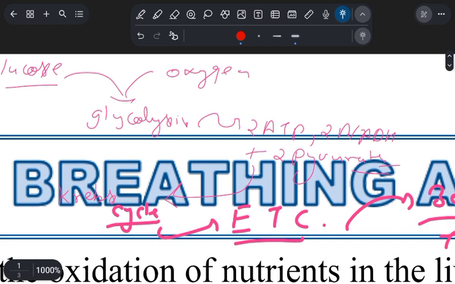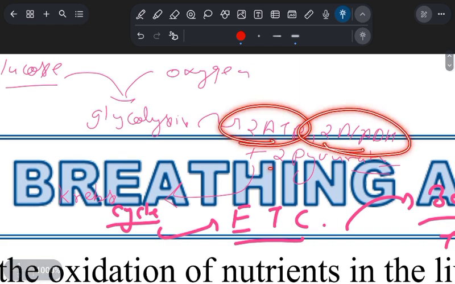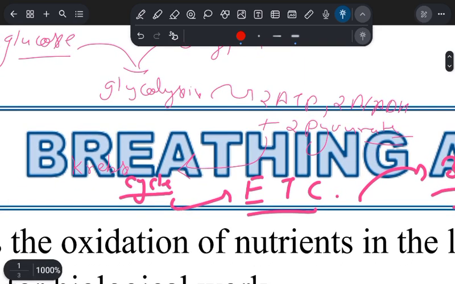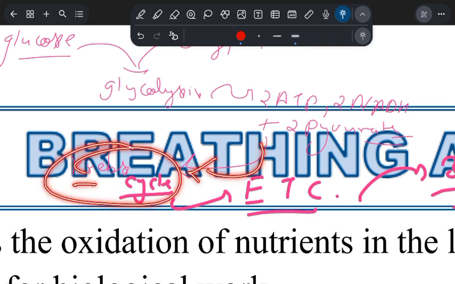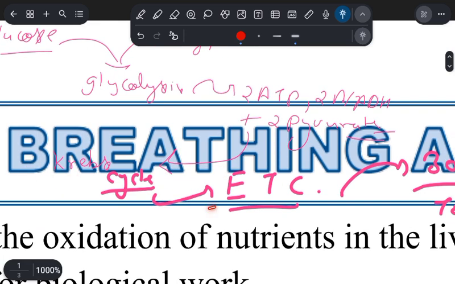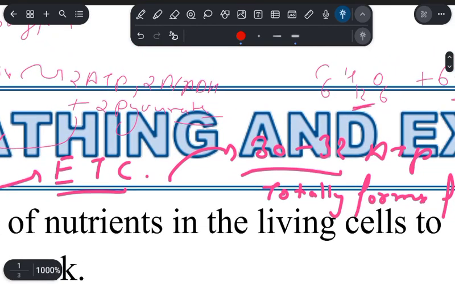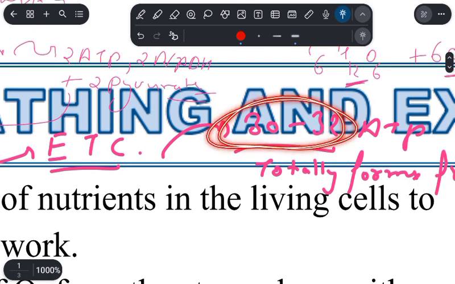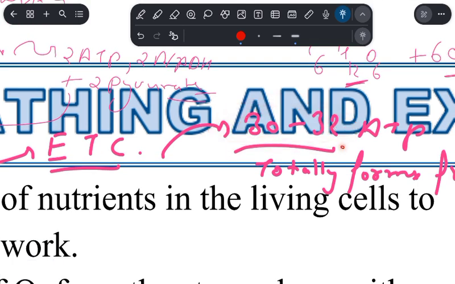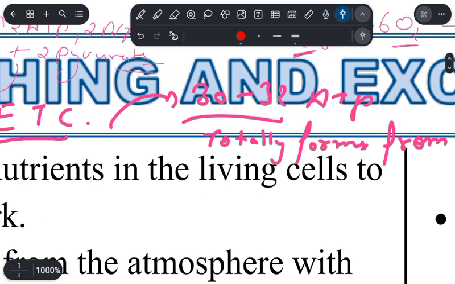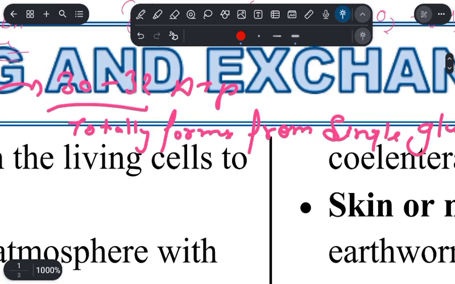In glycolysis, 2 ATP, 2 NADH, and 2 pyruvate molecules form. Then it moves toward the Krebs cycle, which happens in the mitochondria, and then the ETC also happens in the mitochondria, the inner membrane of mitochondria, I don't remember. And at the end of this whole process, 30 to 32 ATPs form from a single glucose molecule.